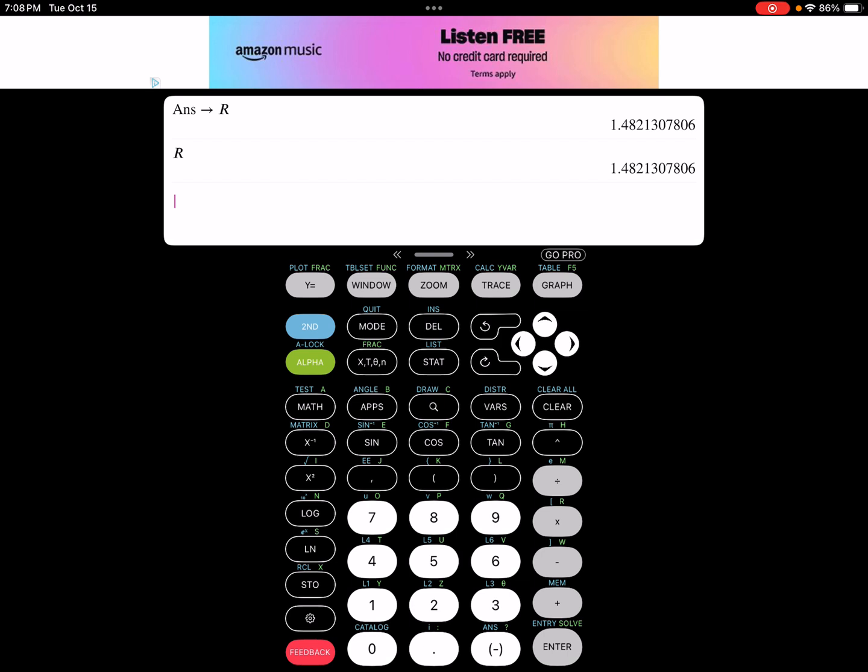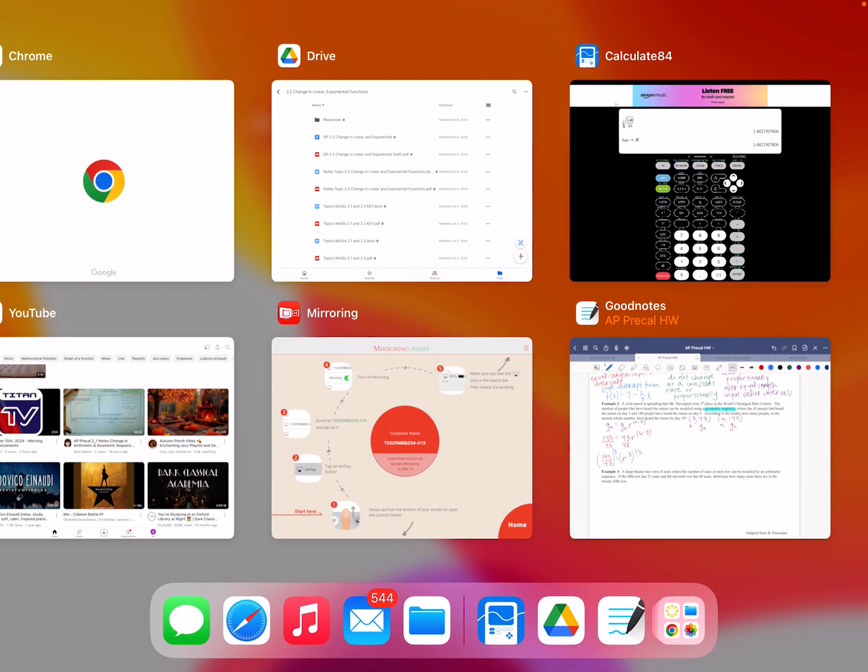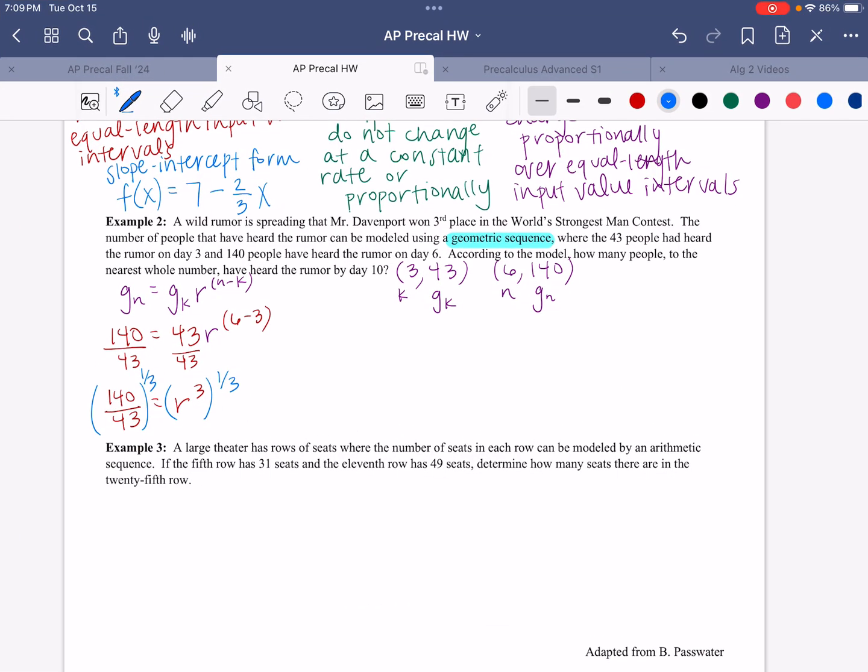We could also have done, let's see, make a fraction, 140 over 43, close those parentheses. If you raise that to the 1 over 3, the 1/3 power, you're going to get the exact same decimal. So if you'd rather write it as a fraction to the 1/3 power or as a cube root, either way, it's up to you. That's our common ratio that we're now going to use to answer the follow-up question.